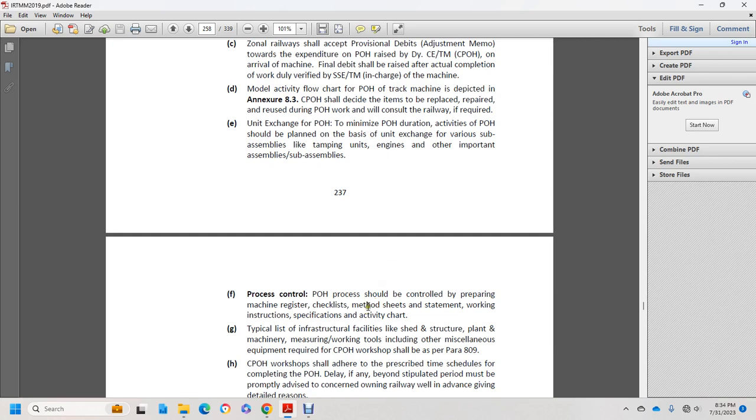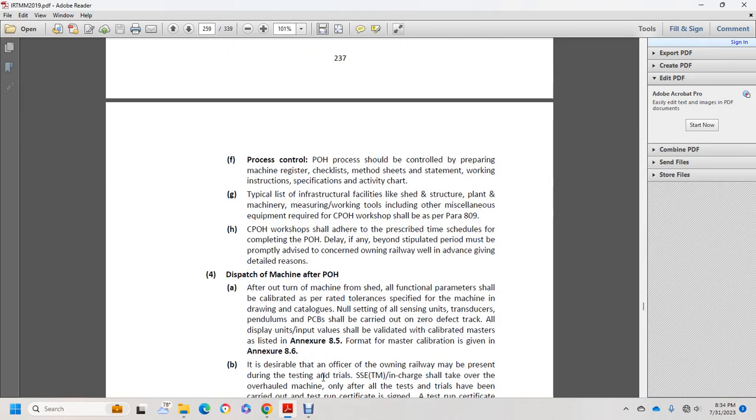Central periodic overhaul workshop shall adhere to the prescribed time schedule for completing the periodic overhaul. Delay, if any, beyond the stipulated period, shall be promptly advised to the concerned owning railway well in advance, giving the detailed reason. Dispatch of the machine after the periodic overhaul.